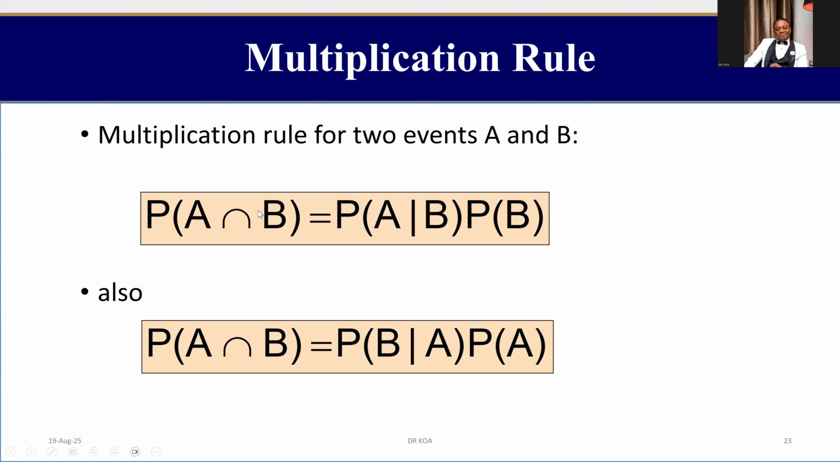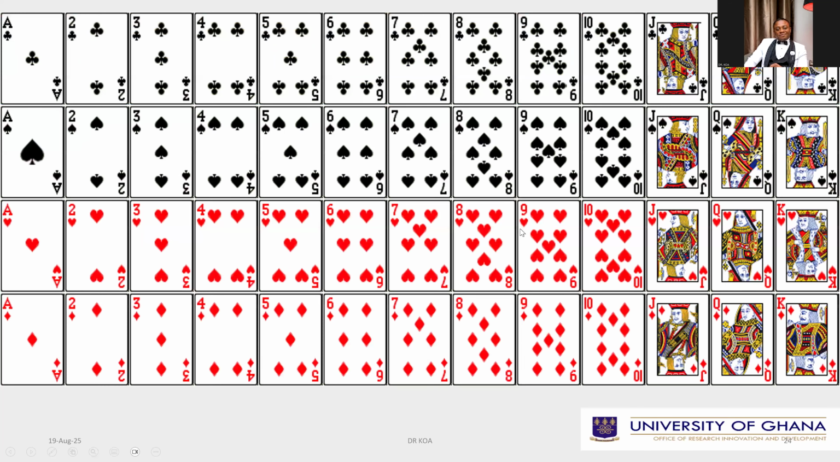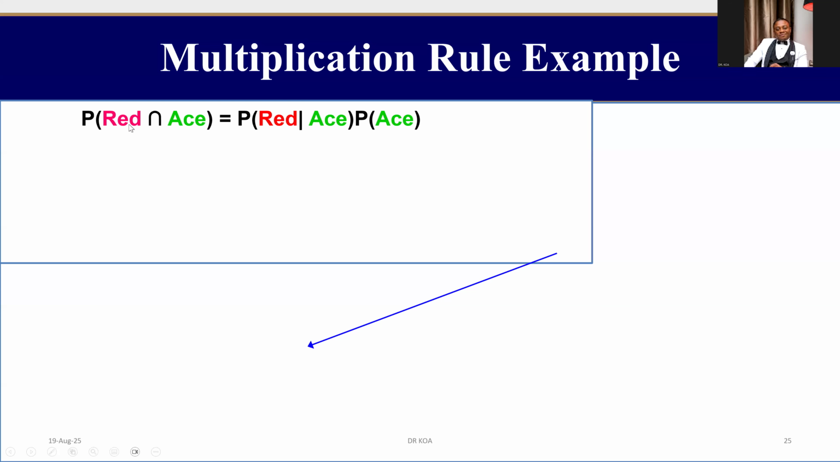And again, this rule says that an event A intersection event B is the conditional probability of event A given B multiplied by the probability of B. So when you have this, the probability of red intersection ace is the probability of red given ace multiplied by the probability of ace. Okay, what is the probability of red given ace? First of all, the word given ace means that you must know that there is already an ace. How many aces do we have?